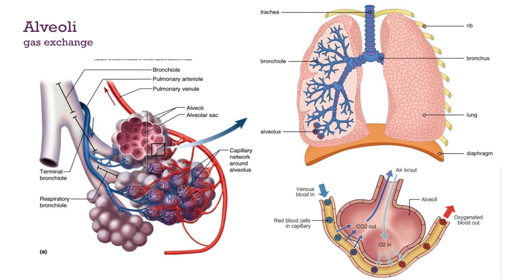The alveoli are what are affected when we have pneumonia. So if these little guys get filled up with mucus or they become inflamed, then we're going to start altering our ability for gas exchange and gas transfer.